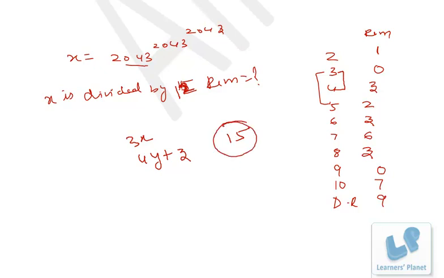Okay. Similarly, suppose you have to find out from 21. Now 21 is what? 3 into 7. So 3x and 7y plus 6 format, right?